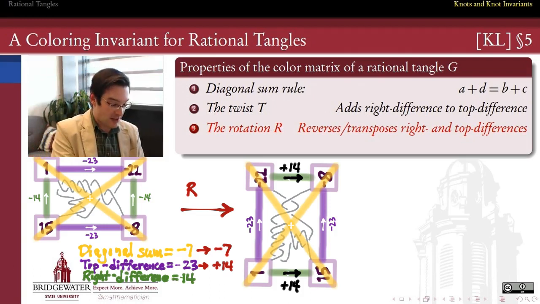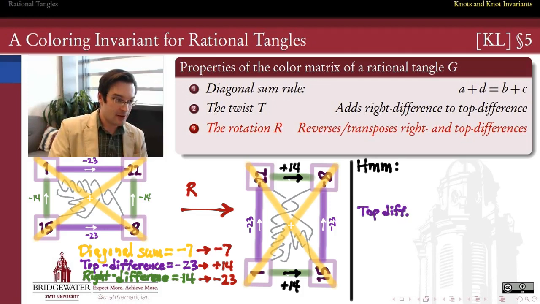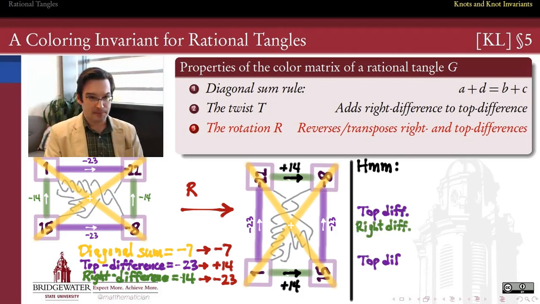Meanwhile, what's my new right difference? My new vertical difference? Well, those arrows are still pointing in the right direction to give me this. It's really just this entry minus that entry, negative 8 minus 15, which is the same as my old top difference on the nose. So when I applied a rotation to this rational tangle, my new top difference is the opposite of my old right difference, and my new right difference is the same as my old top difference. So something interesting is happening here.